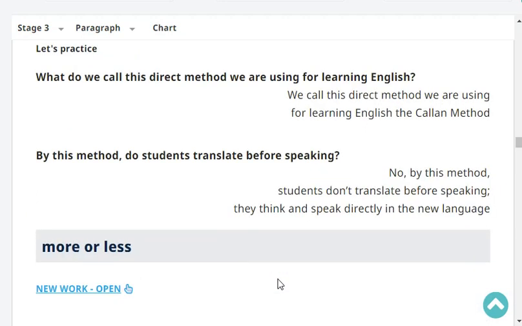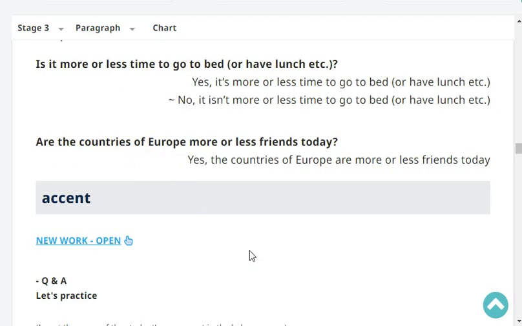By this method, do students translate before speaking? No, by this method, students don't translate before speaking. They think and speak directly in the new language. Very good.